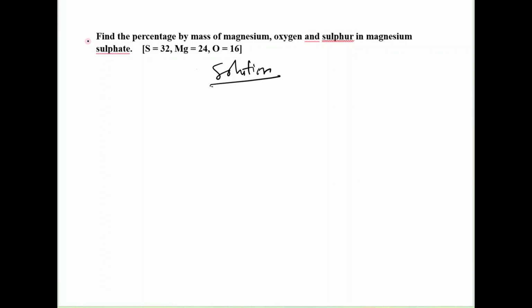Now, what is magnesium sulfate? You first need to write the molecular formula of magnesium sulfate in order to know the constituent elements within it. Magnesium sulfate is MgSO4, which means in magnesium sulfate we have one atom of magnesium, one atom of sulfur, and 4 atoms of oxygen.